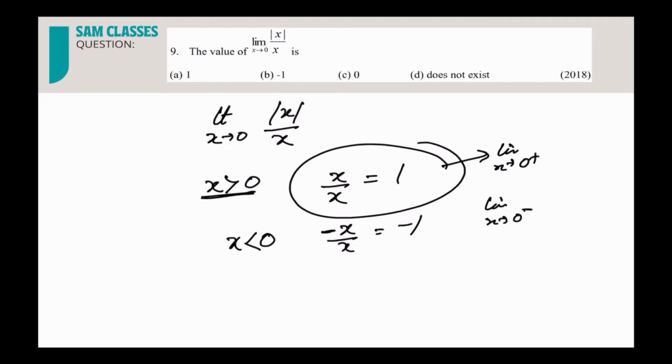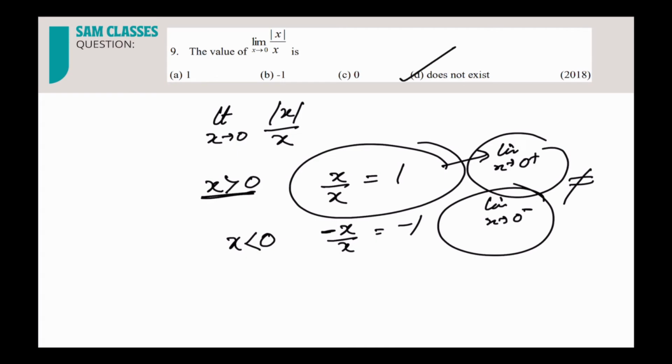So if you see, 0 plus and 0 minus are not equal, so the limit doesn't exist. Correct. 0 plus and 0 minus are not equal, so LHL is not equal to RHL. That's it. Now, mod of x by x is nothing but a signum function. The graph is like this.